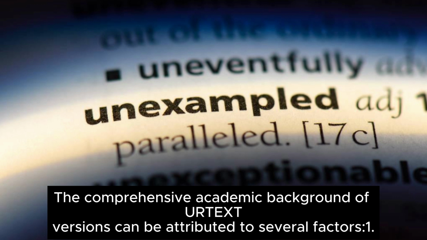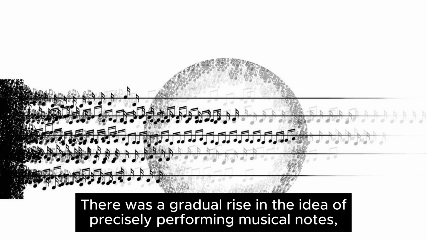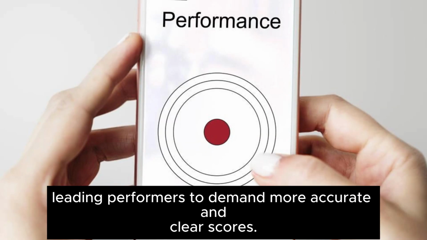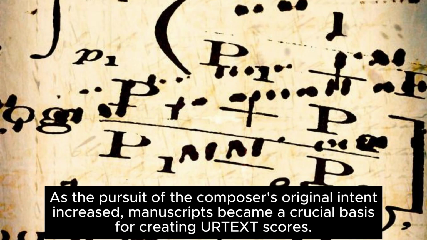The comprehensive academic background of Urtext versions can be attributed to several factors. 1. The emergence of a consciousness for accurate notation in the 19th century. There was a gradual rise in the idea of precisely performing musical notes, leading performers to demand more accurate and clear scores. 2. The emphasis on composer manuscripts. As the pursuit of the composer's original intent increased, manuscripts became a crucial basis for creating Urtext scores.